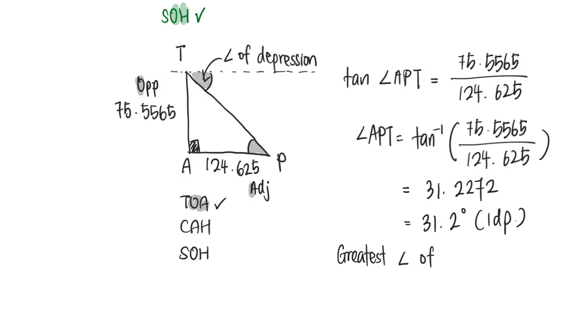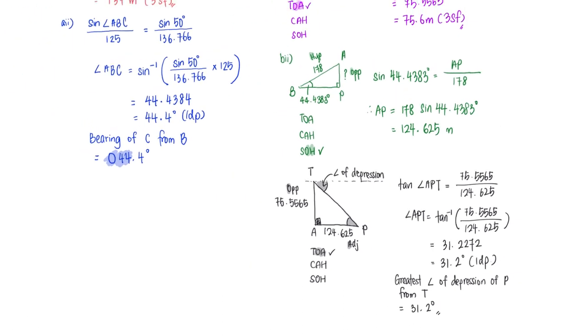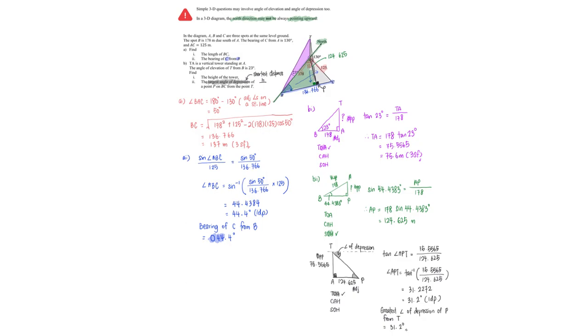And therefore the greatest angle of depression of P from T will be equal to 31.2 degrees. Well, with that, we have come to the end of this pretty long question.